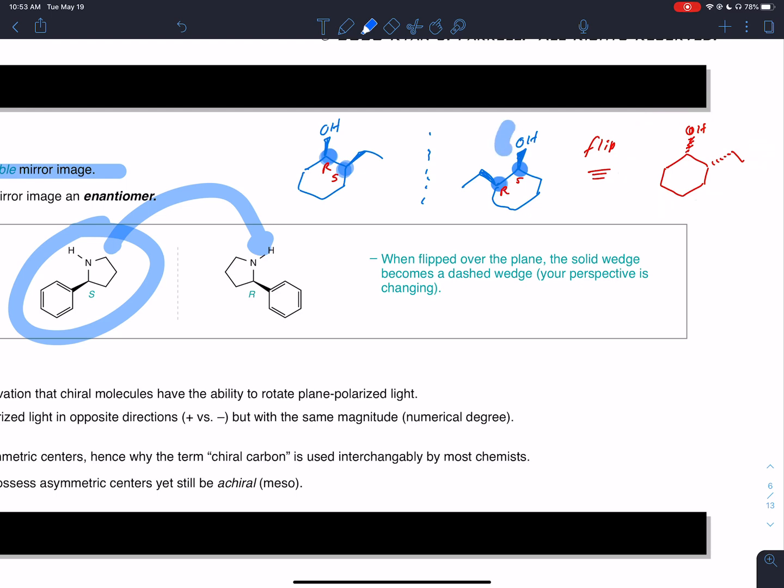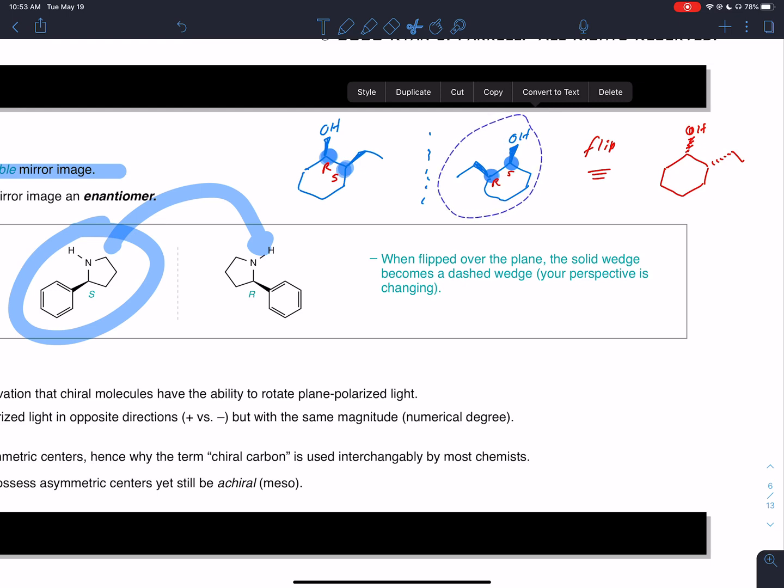Remember, you can flip a molecule over, but when you do so, make sure to change all the perspective wedges. If you are simply rotating a molecule in the plane, you don't have to change the perspective wedges. But if you flip a molecule over, again, that's like putting your palm flat on a table and then flipping over your hand, you have to change the perspective wedges.